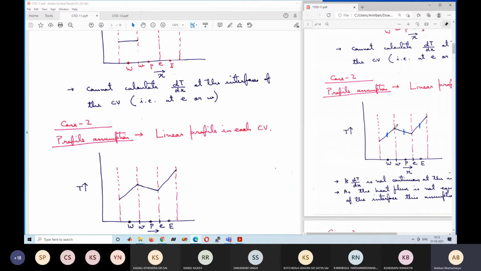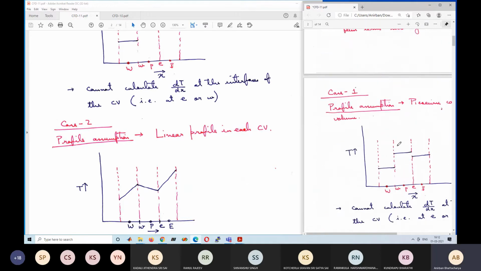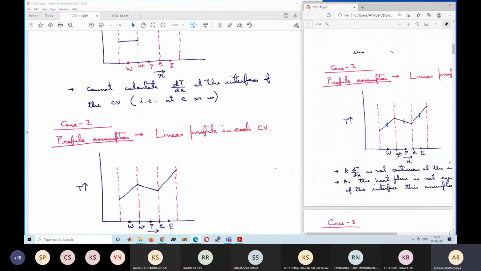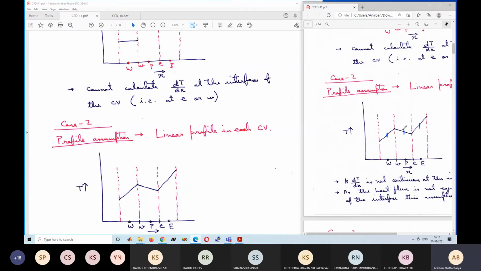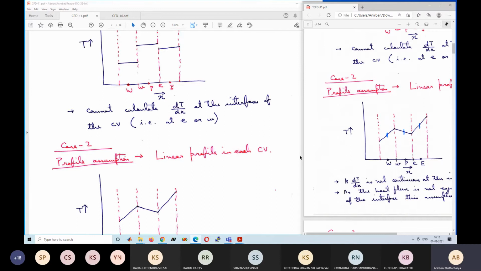Temperature. So in the previous case, what was the problem? Temperature itself was discontinuous. At the interface, we had two temperatures. One point cannot have two temperatures, right? Small e point cannot have two different temperatures, so it was not suitable. But now the small e point has a single temperature. Similarly, small w point has a single temperature. So can we now define dT/dx at small e and small w?